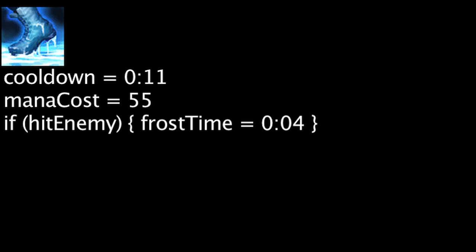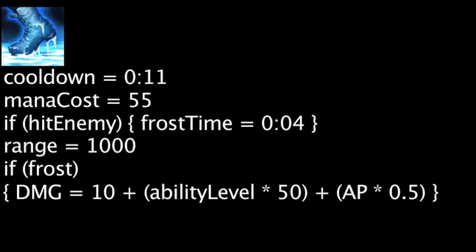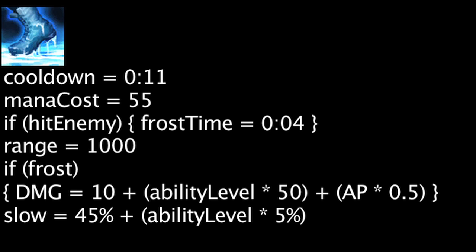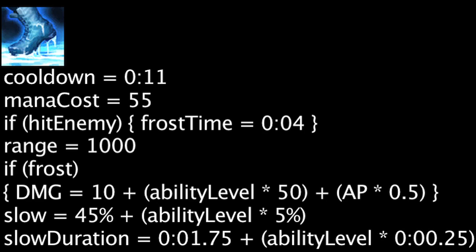Permafrost has an 11 second cooldown and will cost 55 mana. It will passively make Sejuani's auto attacks and abilities apply frost to enemies for 4 seconds, as long as at least one point is in the ability. When activated, all enemies within 1,000 units with frost applied to them will be dealt magic damage equal to 10 plus the ability's current level times 50 plus Sejuani's ability power times 0.5. It will also slow them for 45% plus the ability's current level times 5%. The slow duration will be equal to 1.75 plus the ability's current level times 0.25.